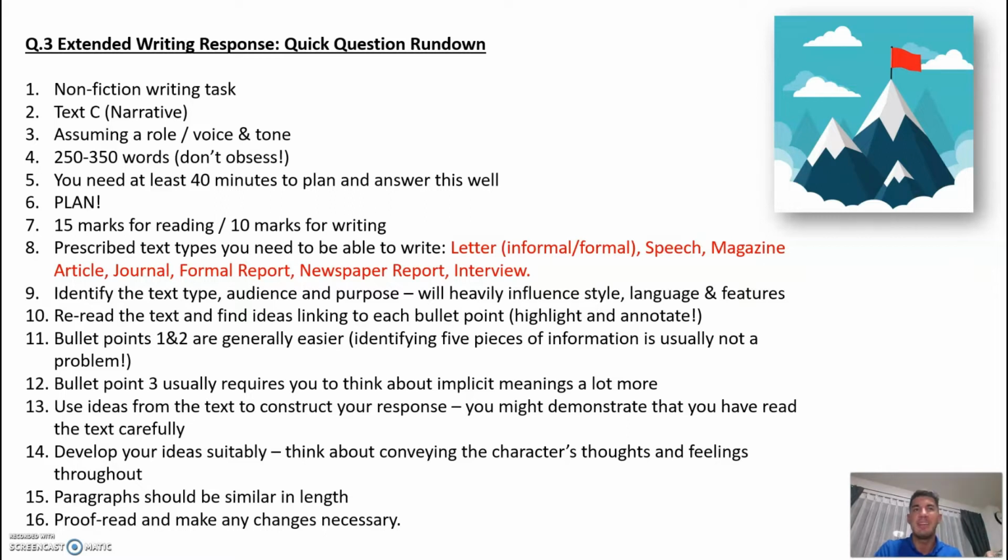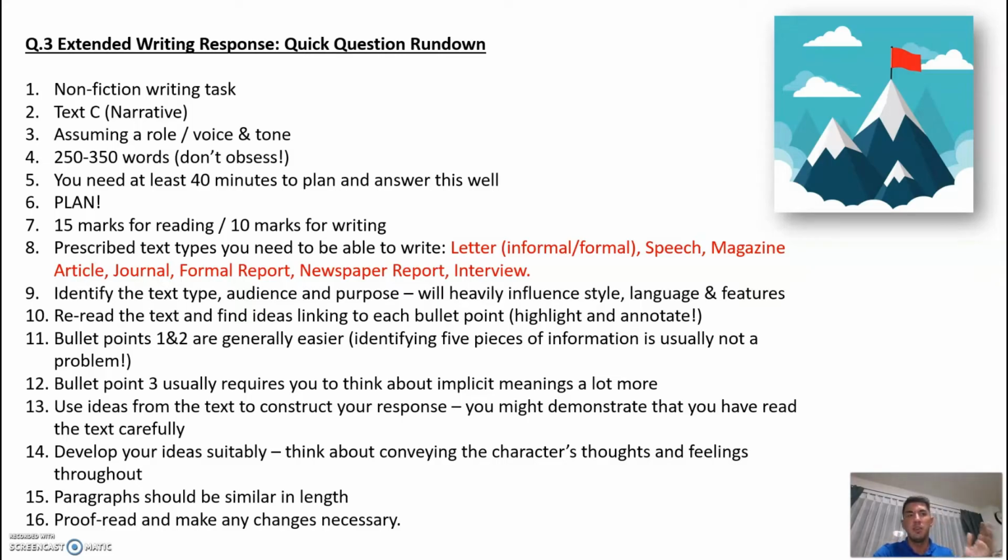Number 10, reread the text and find ideas linking to each bullet point. You have to highlight, you have to make quick annotations. And again, this is quite a difficult skill in itself. Number 11, bullet points 1 and 2 are generally easier. Usually you can find explicit ideas. What I mean by that is that you can highlight ideas that link to those bullet points. Bullet point 3, however, usually requires you to consider the whole text. You might not be able to highlight 5 things, but you need to consider everything that's happened, how the characters are feeling. It requires you to infer, it requires you to explore those hidden or subtle meanings.